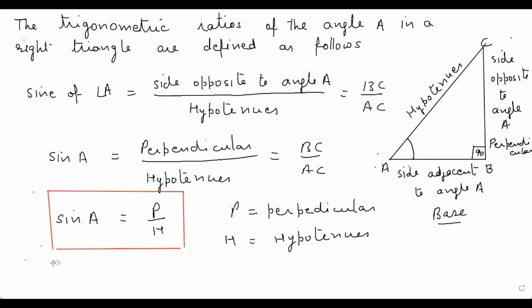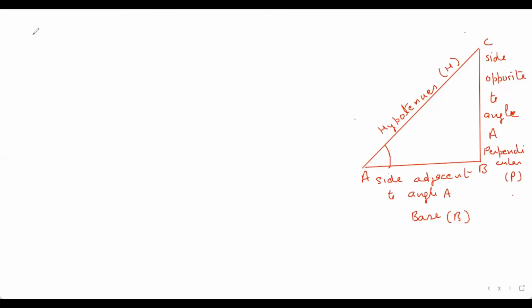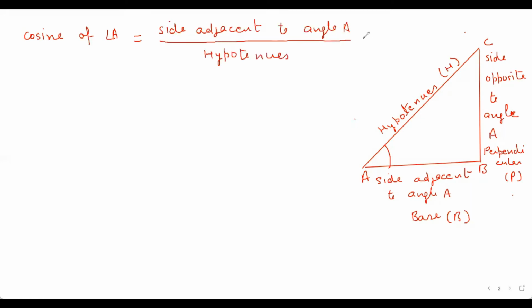On next page, I'm going to explain cosine of angle A. Cosine of angle A is side adjacent to angle A upon hypotenuse. This is equal to AB by AC. Cosine, C-O-S-I-N-E, cosine of angle A is equal to side adjacent to angle A upon hypotenuse, that is AB by AC. In short form, in abbreviation, we write it as cos A.